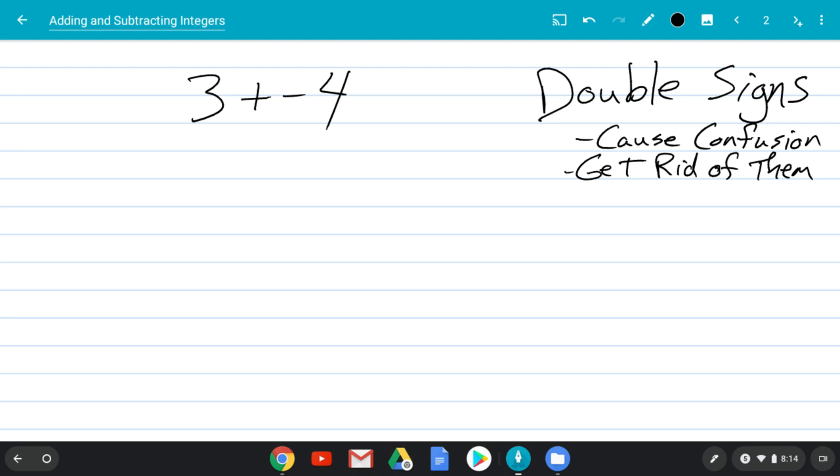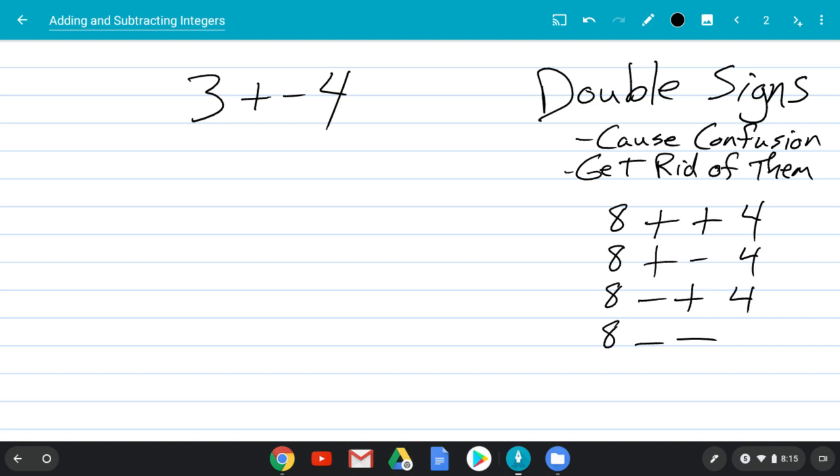So there's basically 4 ways double signs can appear. You could have plus a positive. You could have plus a negative. You could have minus a positive. Or you could have minus a negative. I'm going to put some numbers in there. I'm going to put 2 numbers. Give me a number between 1 and 10. 8. Give me another number between 1 and 10 that's not 8. 4. So here's 4 examples for us.